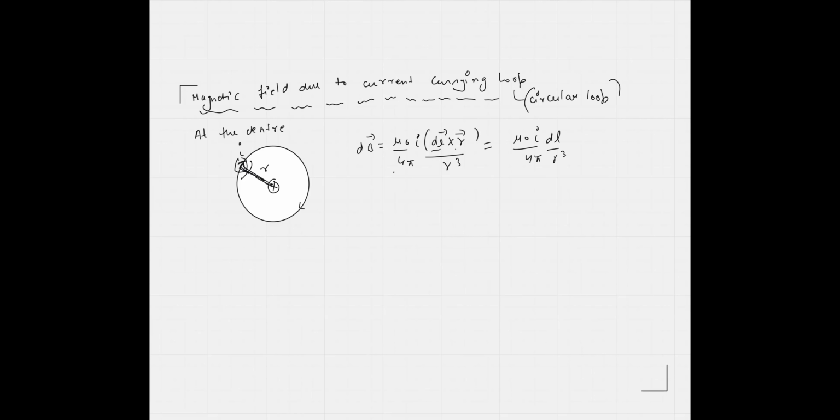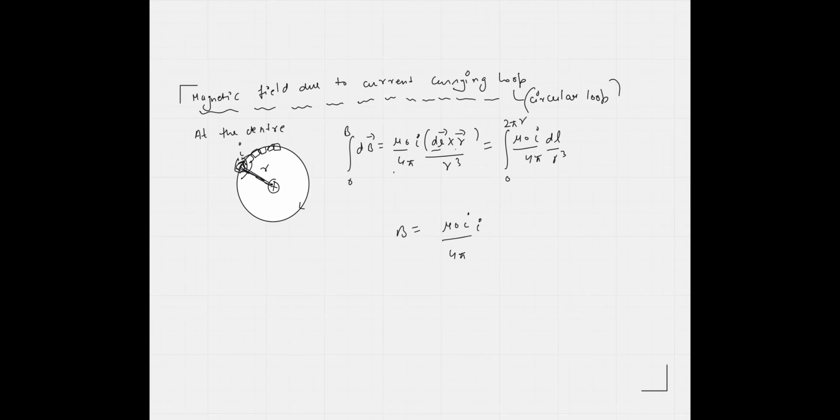Now, if I integrate this, from where to where am I going to integrate? The field goes from zero to B, and this part is going to get integrated from zero to the complete length. Understood? Because I am taking a small part. When you add all the small parts, what is the total length you are going to get? The complete perimeter. And what is the perimeter? 2 pi r.